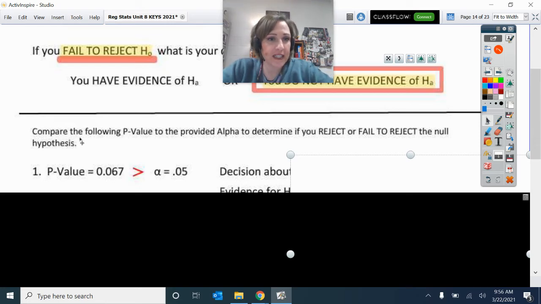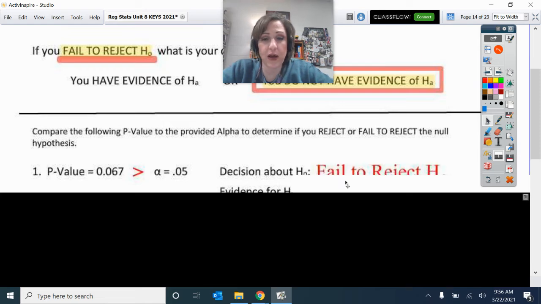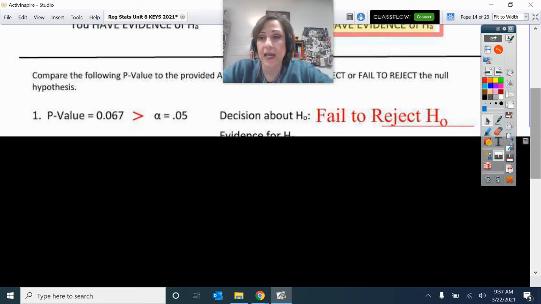All right, so let's take a look here. Hopefully you know your decimals and that you know that this 0.067 is greater than 0.05. So that's the alpha. Since it is greater, it is not low. So since the p-value is not low, I do not reject H0. So I fail to reject H0.